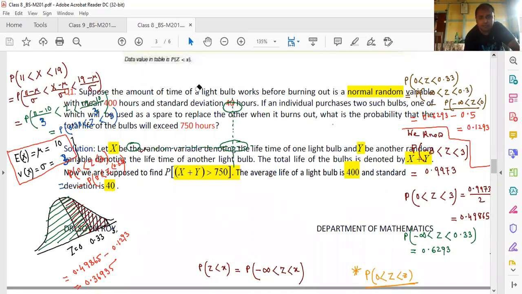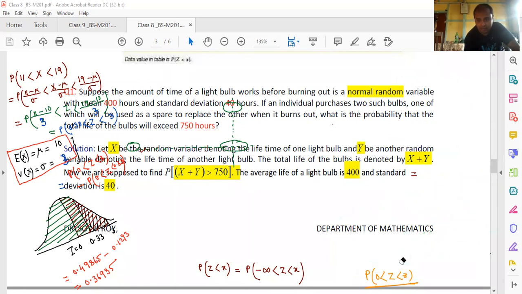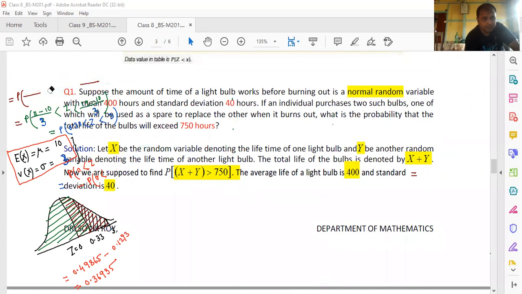Can I erase the board work? Because otherwise, probably you are not able to see properly. If you have not written, you will get it on YouTube. I am not able to see my own presentation by myself. I have to erase these particular portions. Just a minute.